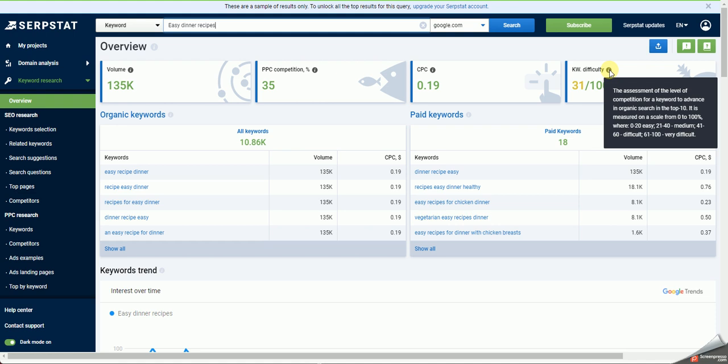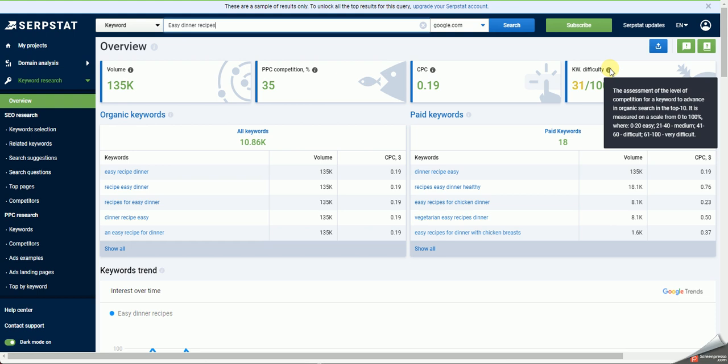The keyword difficulty on Serpstat, if the number is anywhere between 0 to 20, that means it's easy to rank for. If it's between 21 to 40, like this one is, that means the keyword difficulty is medium. So that means it's not going to be super easy to rank for this keyword, and it's not going to be very hard. So your chances of ranking for this keyword are somewhere in the middle, where you might not get to the first page of Google search right away. There's a chance, but you'll rank somewhere in the search results for this. So it's somewhere in between, you know.